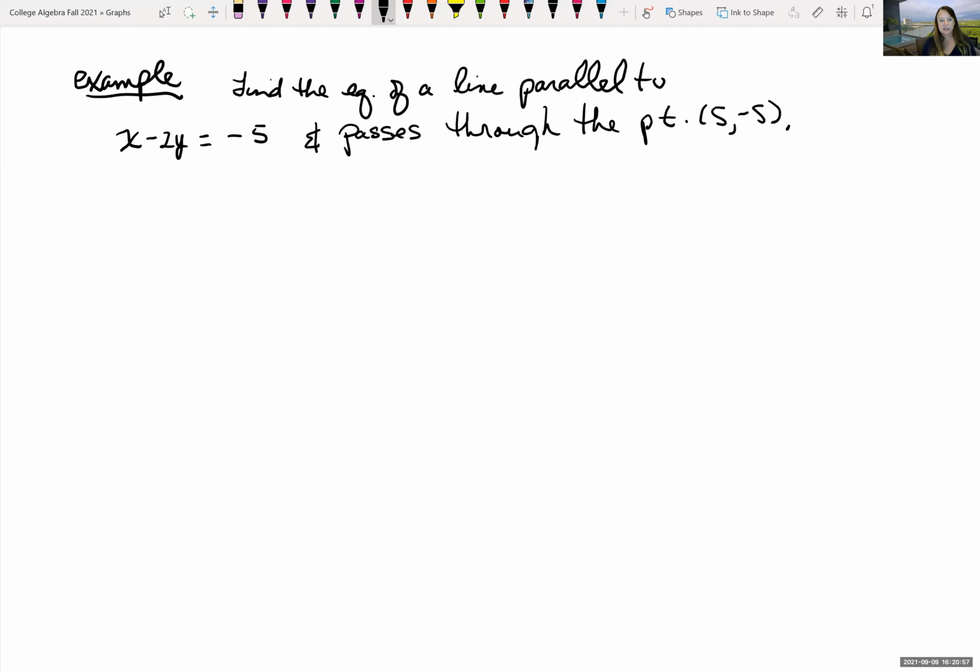Recall I said that we needed two things in order to find the equation of a line. We need a point, which we're given, and we need a slope. We don't have the slope quite yet, but we can find it. We're given that it's parallel to this line right here. This line is in standard form. If we put it into slope-intercept form, y equals mx plus b, then we could figure out what the slope of that line is. So let's solve here for y.